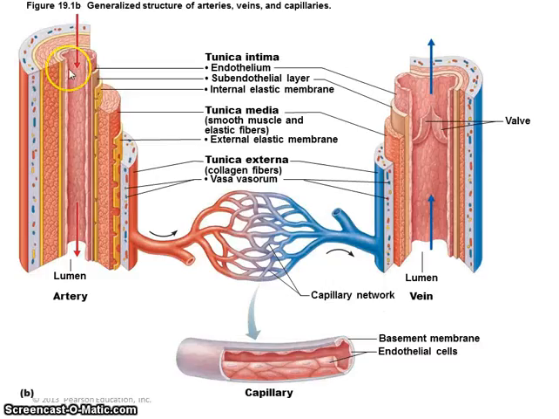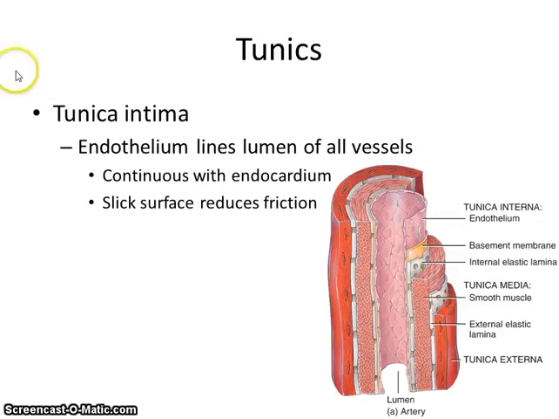So here's a figure showing the different layers of the arteries, veins, and capillaries. There's the single layer of capillaries. We're going to go through those different layers. Tunics is another word for layers. So the tunica intima is the inner layer. That's endothelium, just like the capillaries, just like the inner layer of your heart, the endocardium. It's very smooth, which reduces friction. It helps blood flow through more easily.